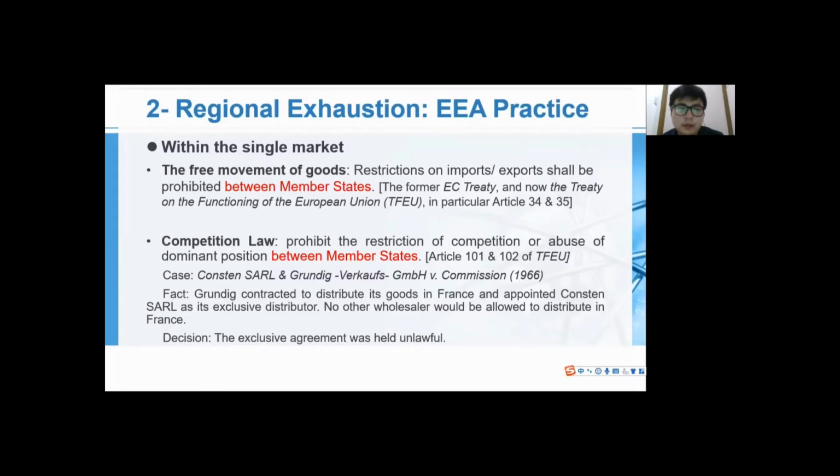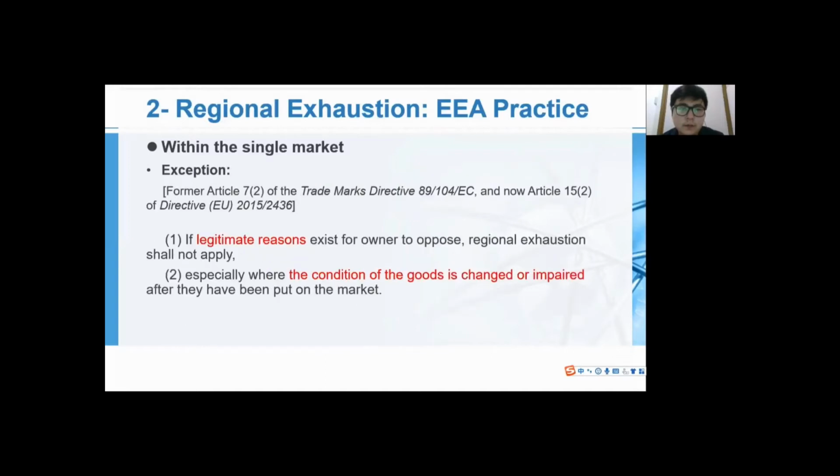The theoretical and political basis is the free movement of goods, which is derived from the establishment of the European Union. Because the goal of the European Union is to establish an internal single market and to eliminate the borders between member states. Also, it concerns promoting competition because in a fully competitive market, sellers are more likely to reduce the price to attract the customer. Of course, there are also exceptions.